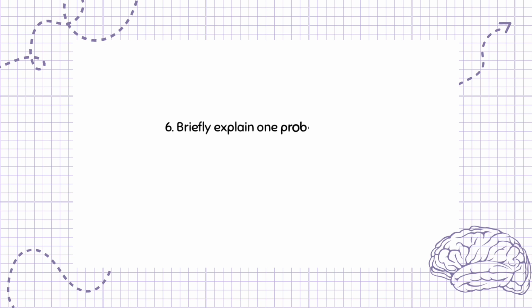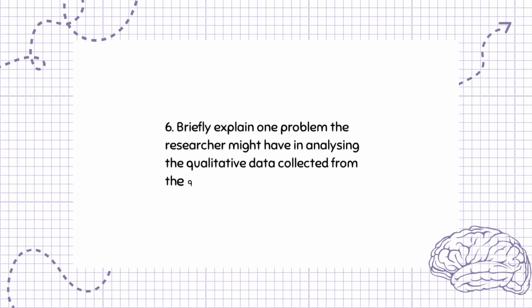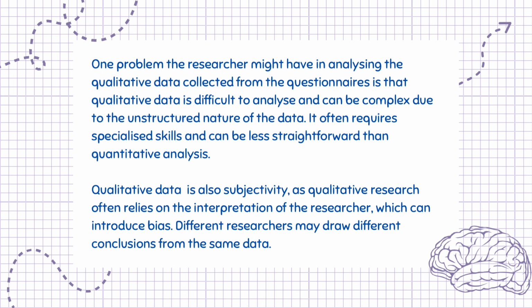Question 6. Briefly explain one problem the researcher might have in analyzing the qualitative data collected from the questionnaires. 2 marks. One problem the researcher might have in analyzing the qualitative data collected from the questionnaires is that qualitative data is difficult to analyze and can be complex due to the unstructured nature of the data. It often requires specialized skills and can be less straightforward than quantitative analysis. Qualitative data is also subjective, as qualitative research often relies on the interpretation of the researcher, which can introduce bias. Different researchers may draw different conclusions from the same data.